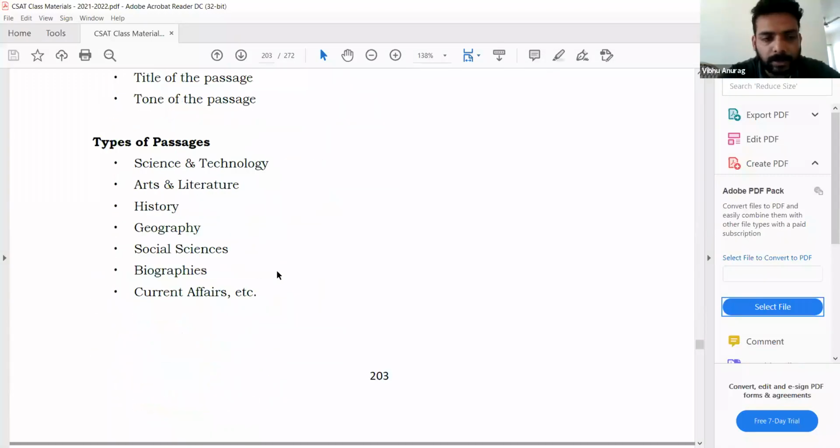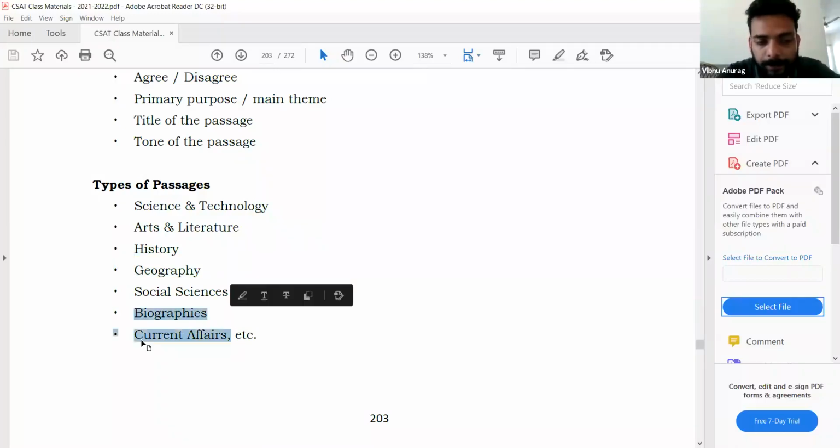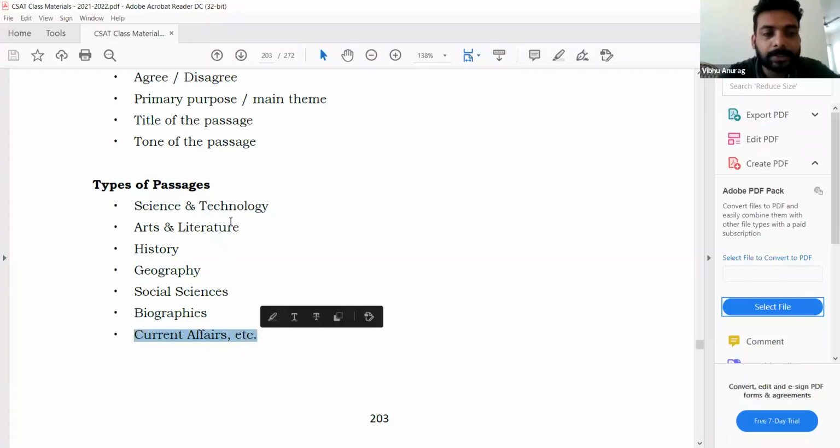Now, see your types of passages. Your passages will be any of these types. They could be based on science and tech, or on art or literature or history or geography, or on any social science. The passage could be somebody's biography, or it could be based on current affairs. Mostly it is current affairs, science and tech, or some geopolitics. That's mostly how your passages are.